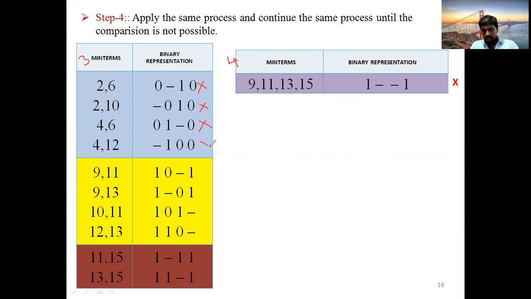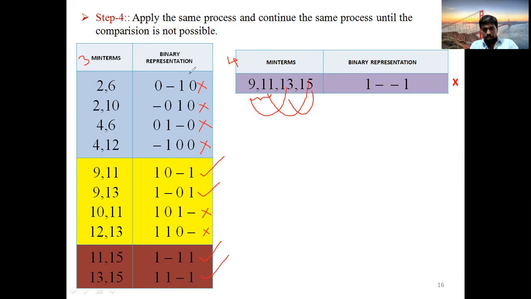4, 12, not involved. 9, 11 is involved. See here, you find 9, 11. Next, 9, 13: yes, 9 and 13 are involved. 10, 11: 11 is there, but 10 is not there, so not involved. 12, 13: 13 is there, but 12 is not there, so not involved. 11, 15: yes, 11 and 15 are involved. 13 and 15: yes, 13 and 15 are involved.